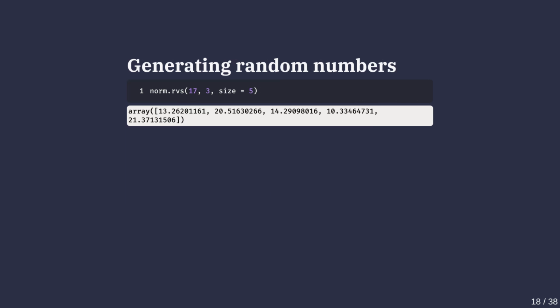We can also generate random numbers from a normal distribution. To do so, we'll use the norm.rvs function. To generate 5 random tree heights that follow a normal distribution, we'll call the norm.rvs function with the desired mean as the first argument, the standard deviation as the second argument, and the desired size of 5 as the third argument.